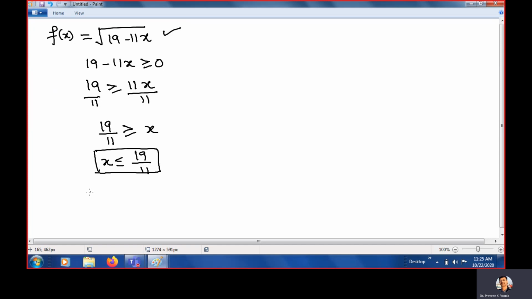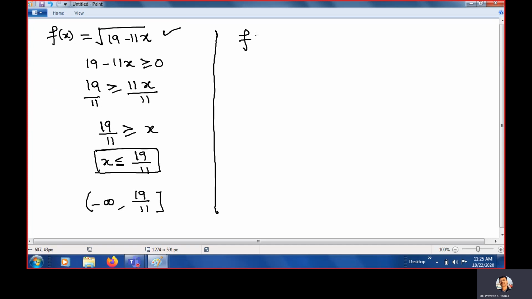But how can we write this in the form of an interval? Here the symbol is less than. The negative values will exist, and it will go up to 19 upon 11. But will it be an open or closed bracket? Because here there is equal, it will be a closed bracket.